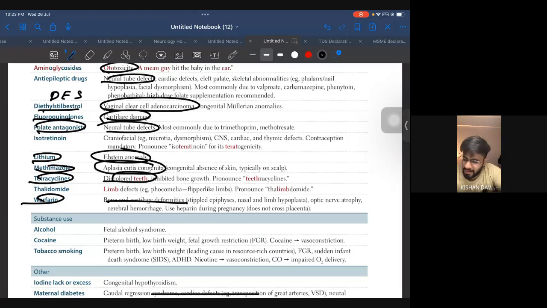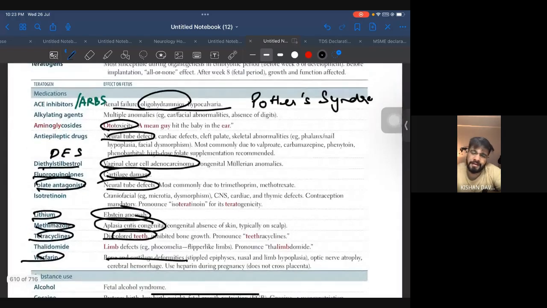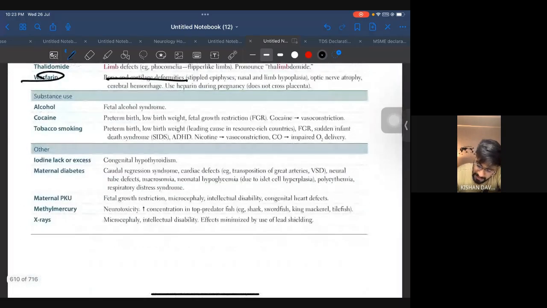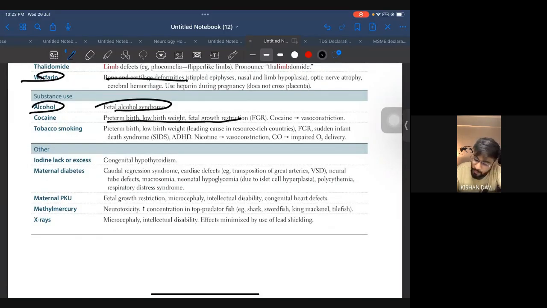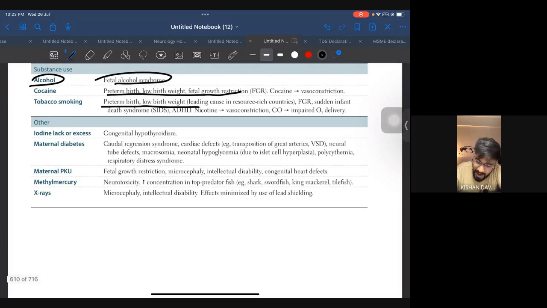So this one, the effect on the fetus, you have to remember. Substance use: if alcohol, then fetal alcohol syndrome. Cocaine, so preterm birth, low birth weight. Tobacco, preterm birth, low birth weight. Okay. Other, lack of iodine or excess of iodine, there will be congenital hypothyroidism. If maternal diabetes, then caudal regression syndrome.